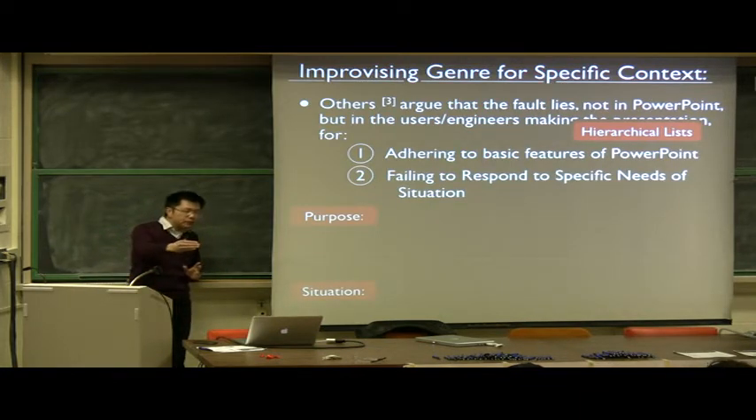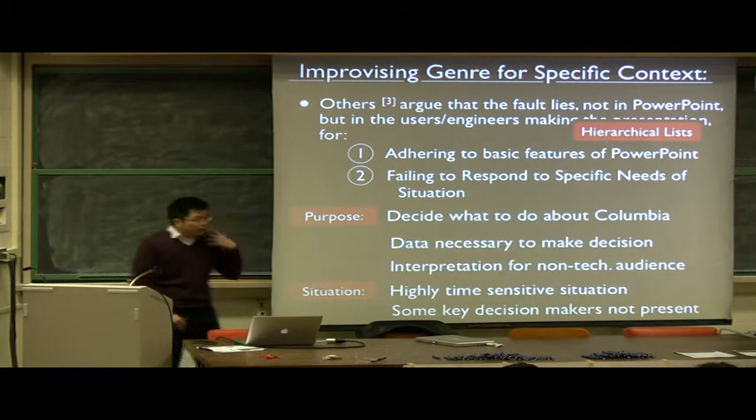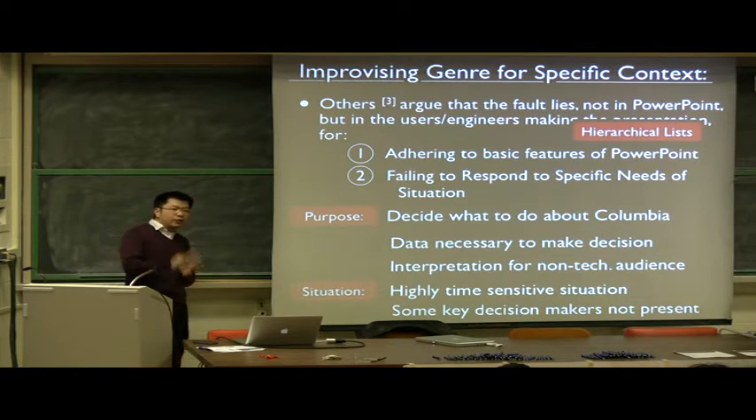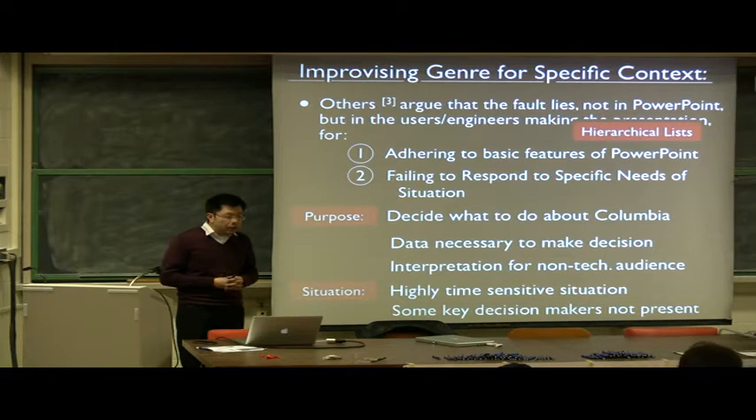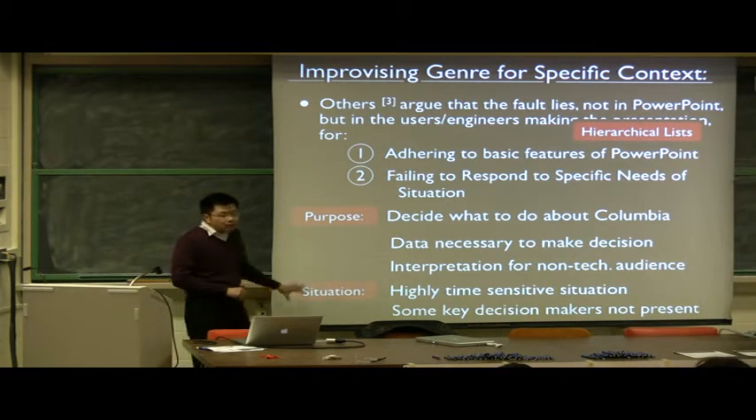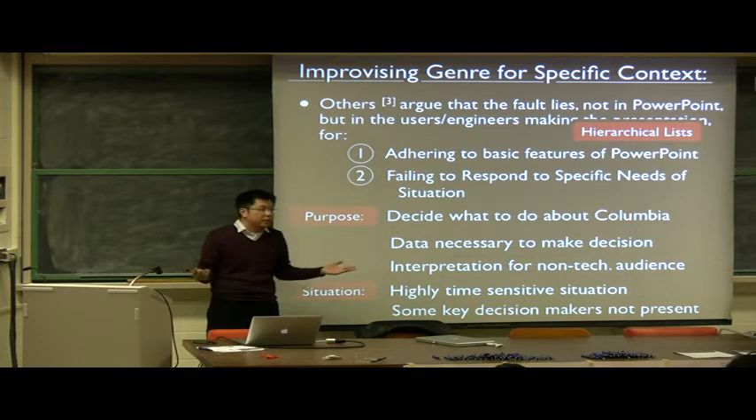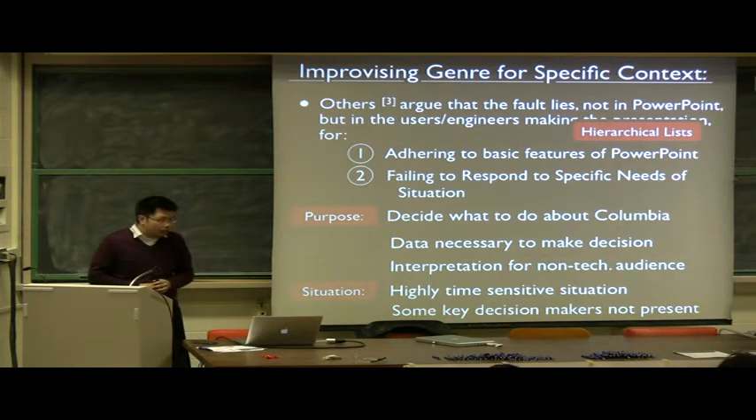So what kind of information do those people actually need to make the decision about what to do about Columbia, what data they had to make that decision? They didn't make much of an effort to do the interpretive part for a non-technical audience, and they didn't think about the fact that it was a really highly time-sensitive situation. Now, keep in mind, with that slide, that was also distributed to a bunch of people who weren't at the presentation. So people had to make sense of that slide without any commentary as well.